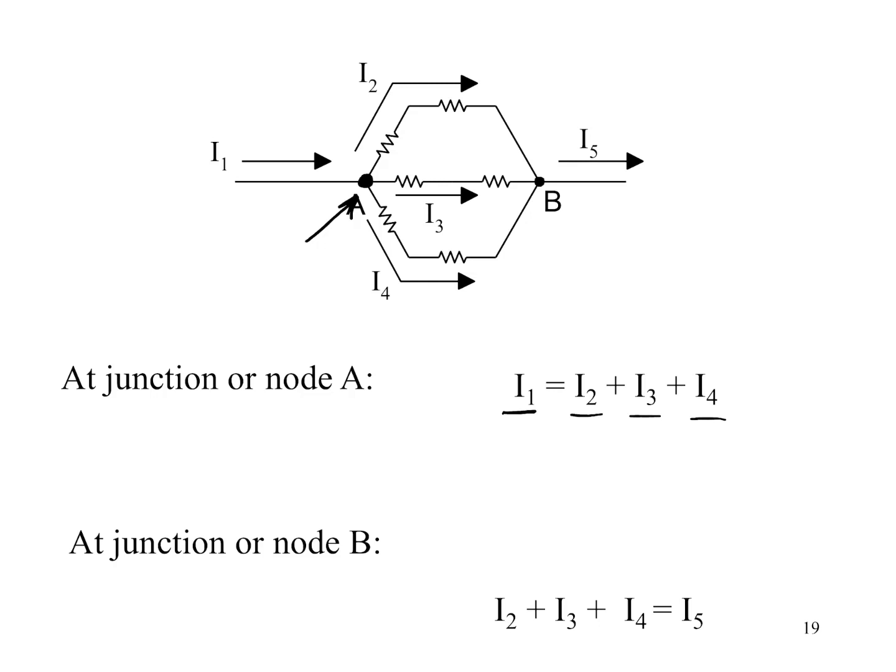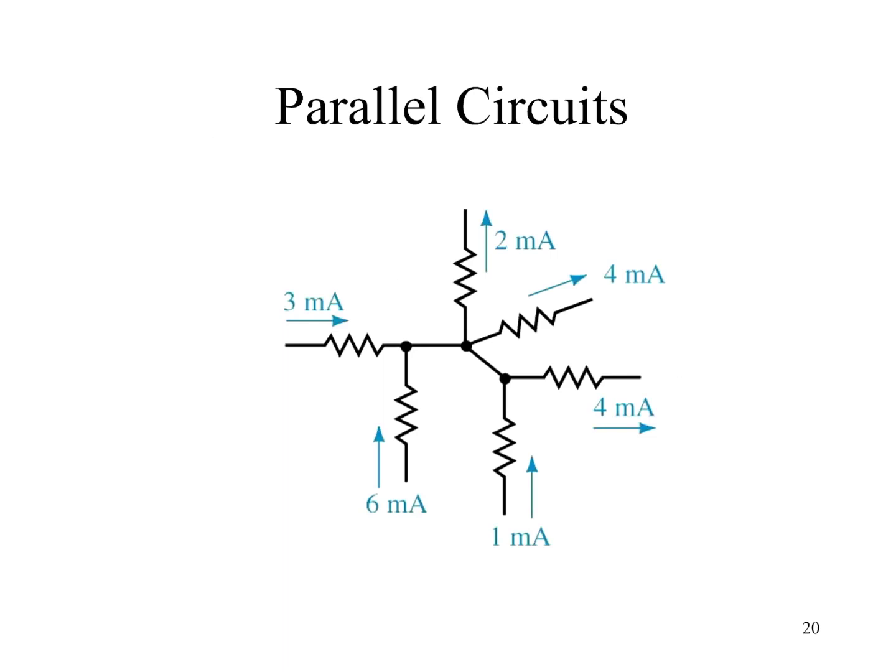At junction B then, the current entering the node is I2 plus I3 plus I4, and the current exiting the node is I5. We know that this is what's called balanced nodes, where every node is balanced for current. Current entering equals current exiting. So let's take a look here then. If we look at this current entering this first node here, that would have to mean there's 9 milliamps exiting.